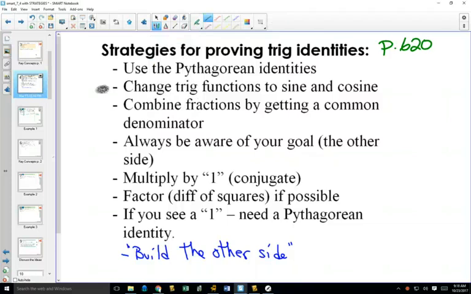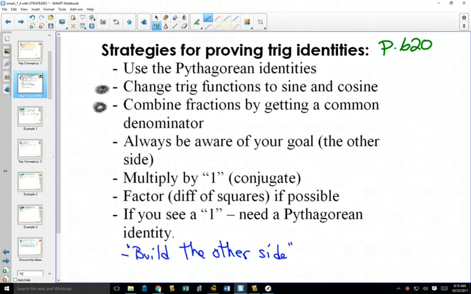really does the basic stuff. Change trig functions to sine and cosine and combine fractions to get a common denominator. Those two strategies are your go-to strategies. If you can't see a shortcut or can't see a way to prove it any other way, that's what you should try first. And if you haven't tried those things and you come and ask me for help, that's the first thing I'm going to ask.